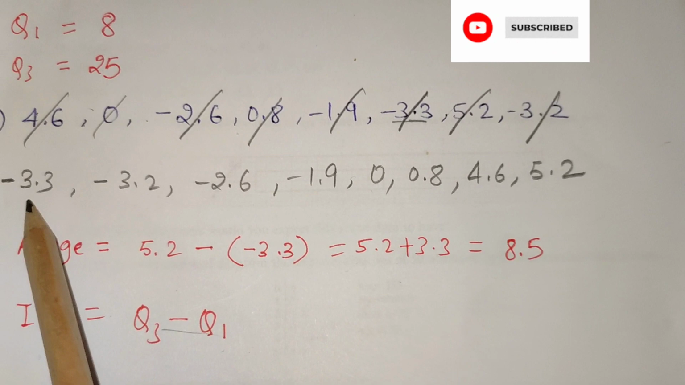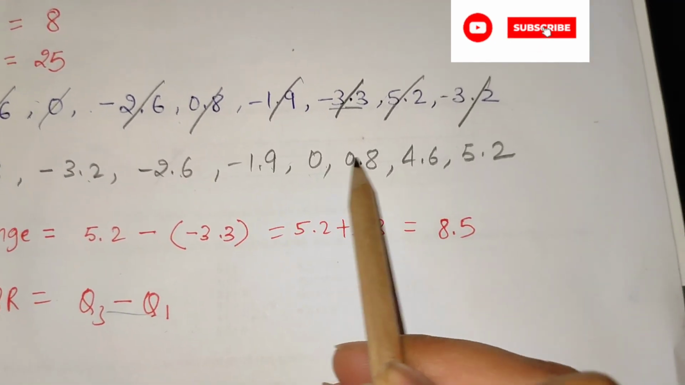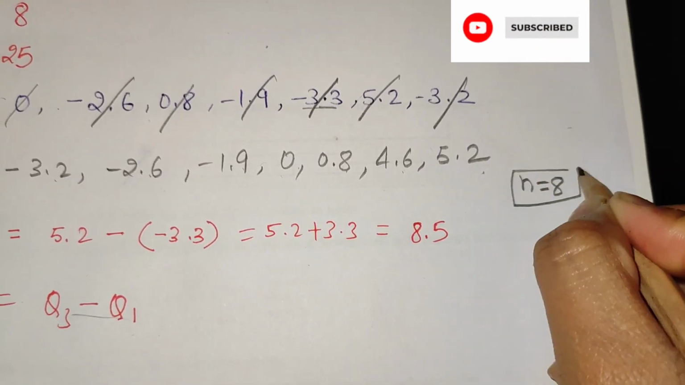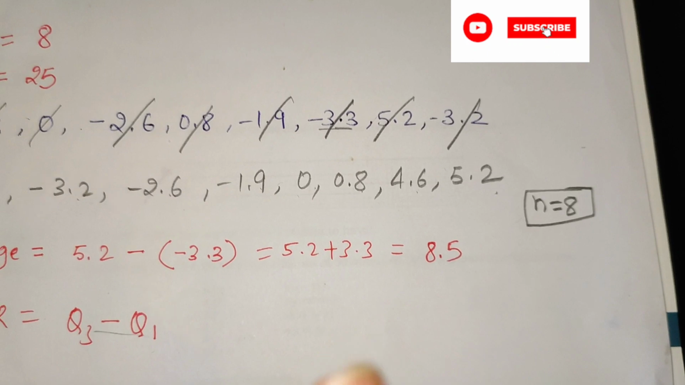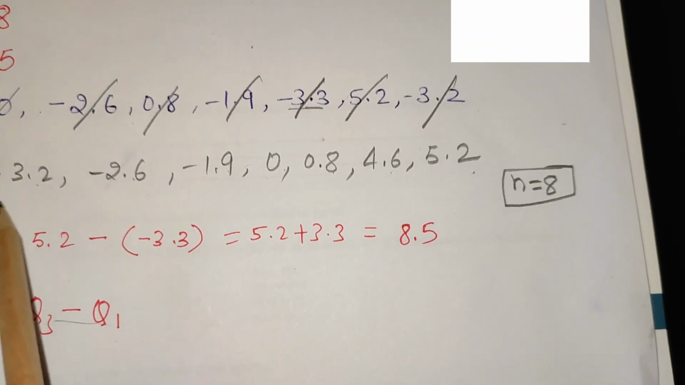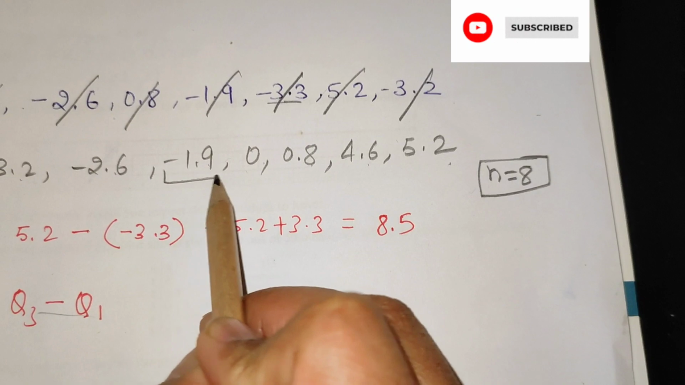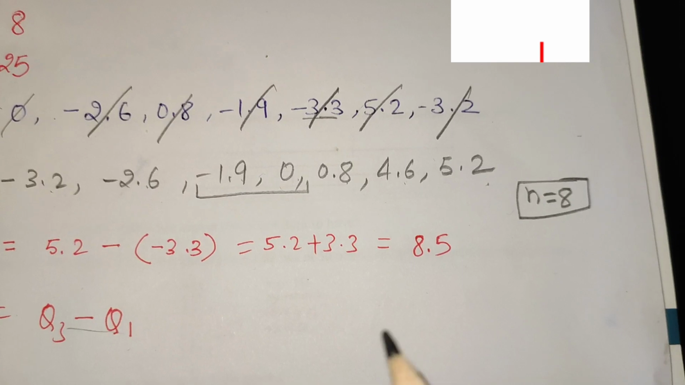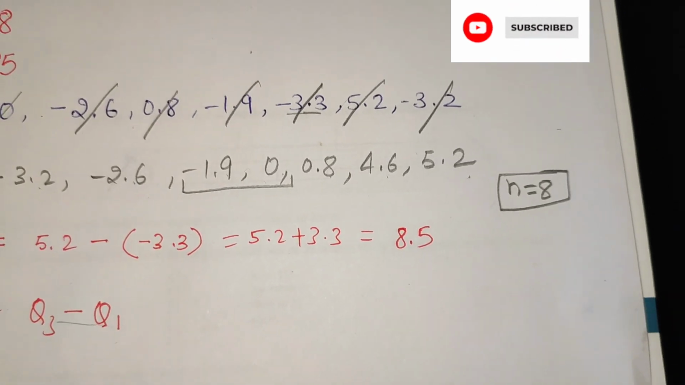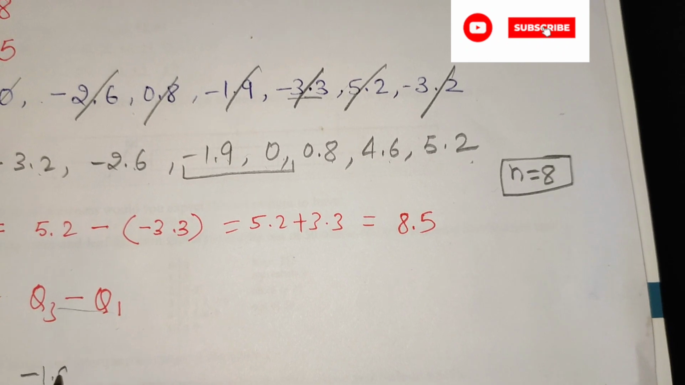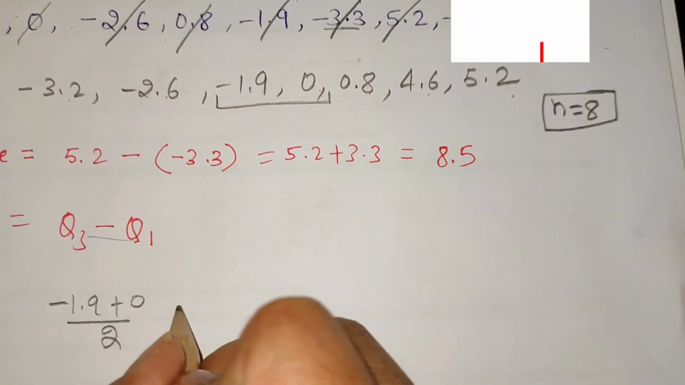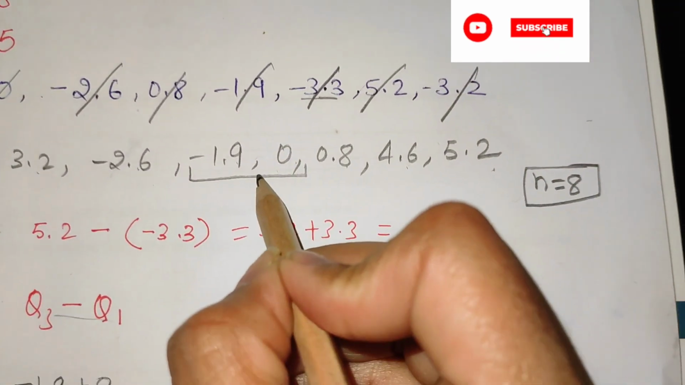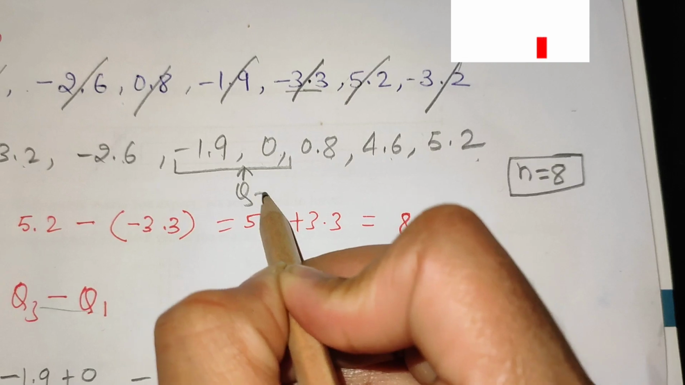Let's find the number of data values: 1, 2, 3, 4, 5, 6, 7, 8. So n is 8 this time. We have to find the two middle values and take the average of the two middle values. So these are the two middle values, and to find their average, Q2 will be minus 1.9 plus 0 over 2, which is minus 0.95. That's Q2, somewhere in between.